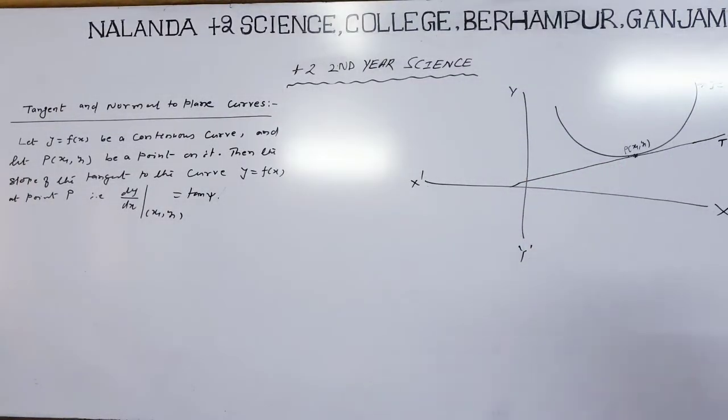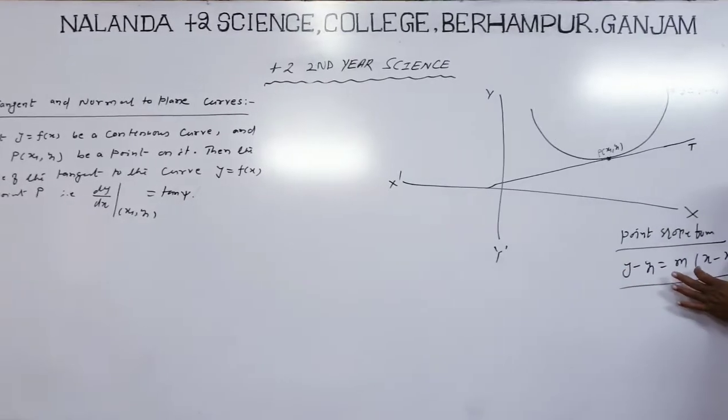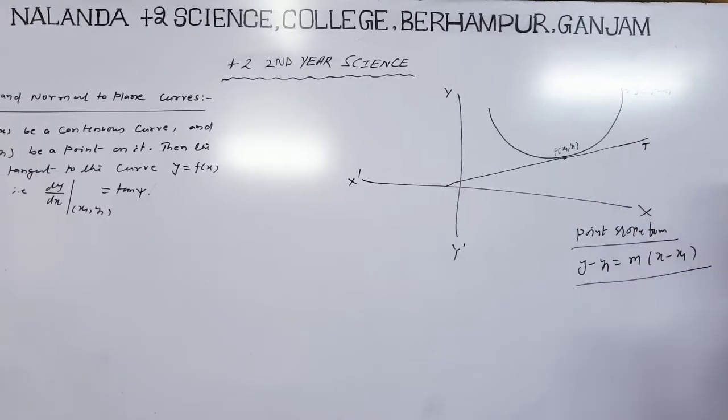Find the equation of tangent. Find the equation of the line that passes through the point and whose slope is given. You can write it in point slope form. Point slope form: y minus y1 equal to m into x minus x1. So here x1, y1 are the point, and m is the slope.